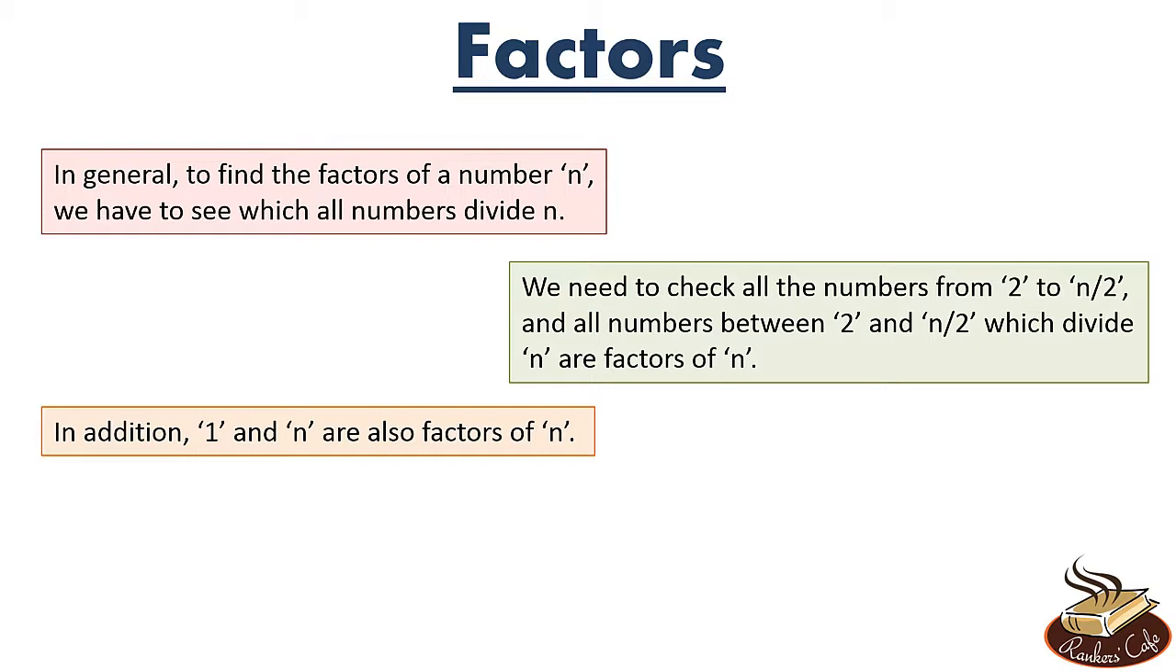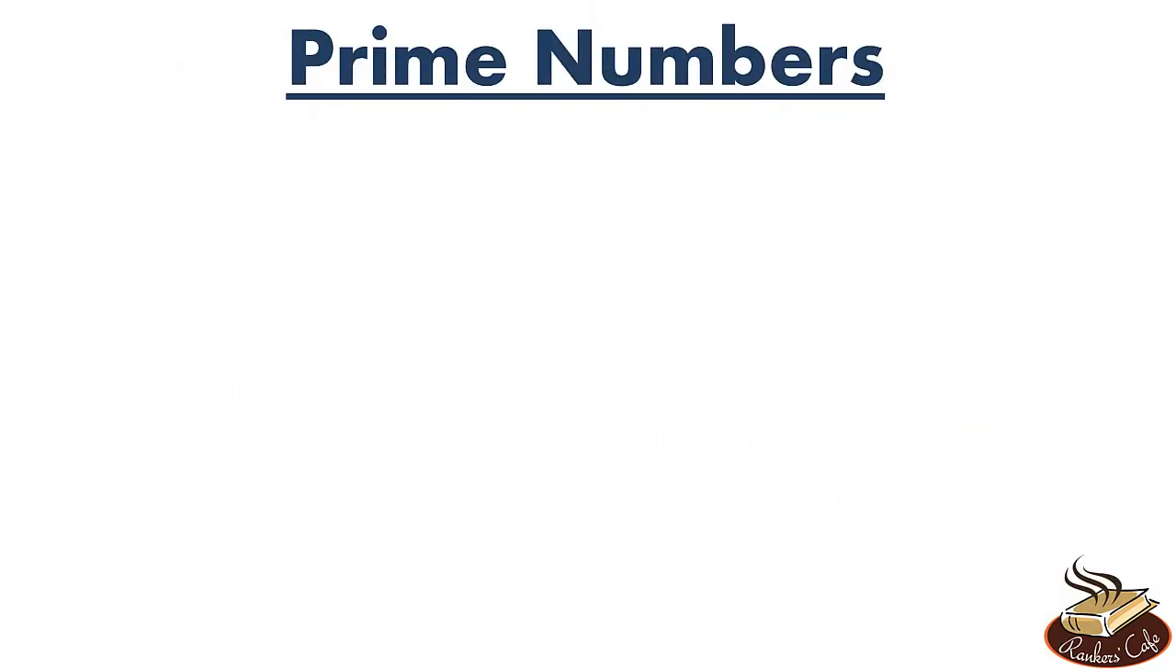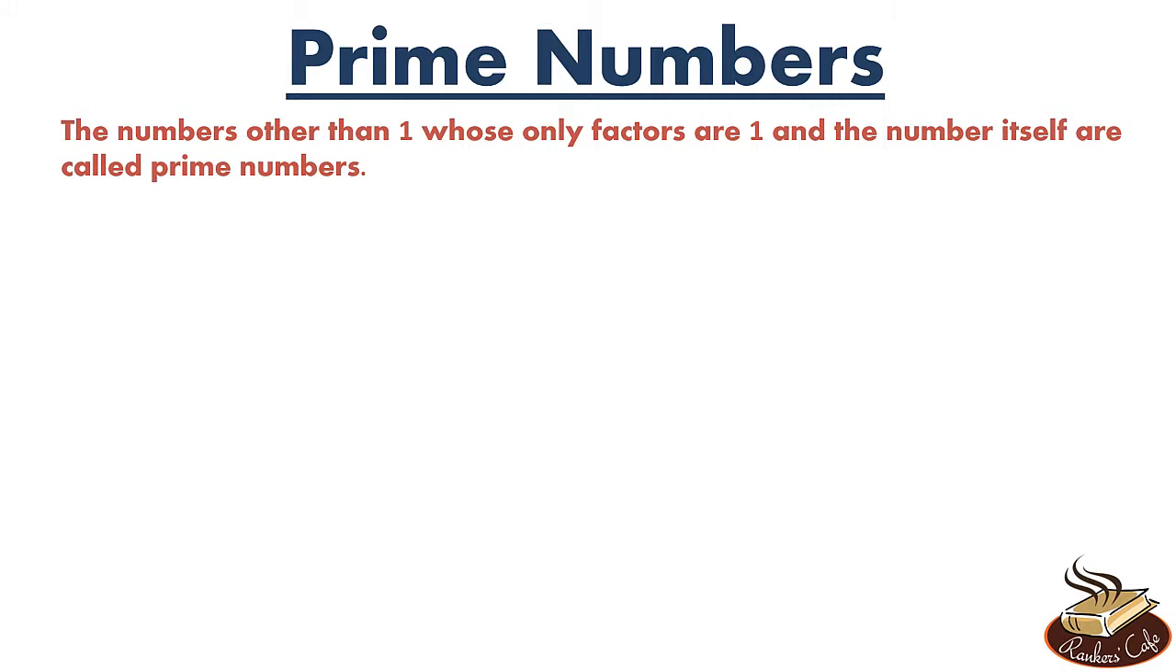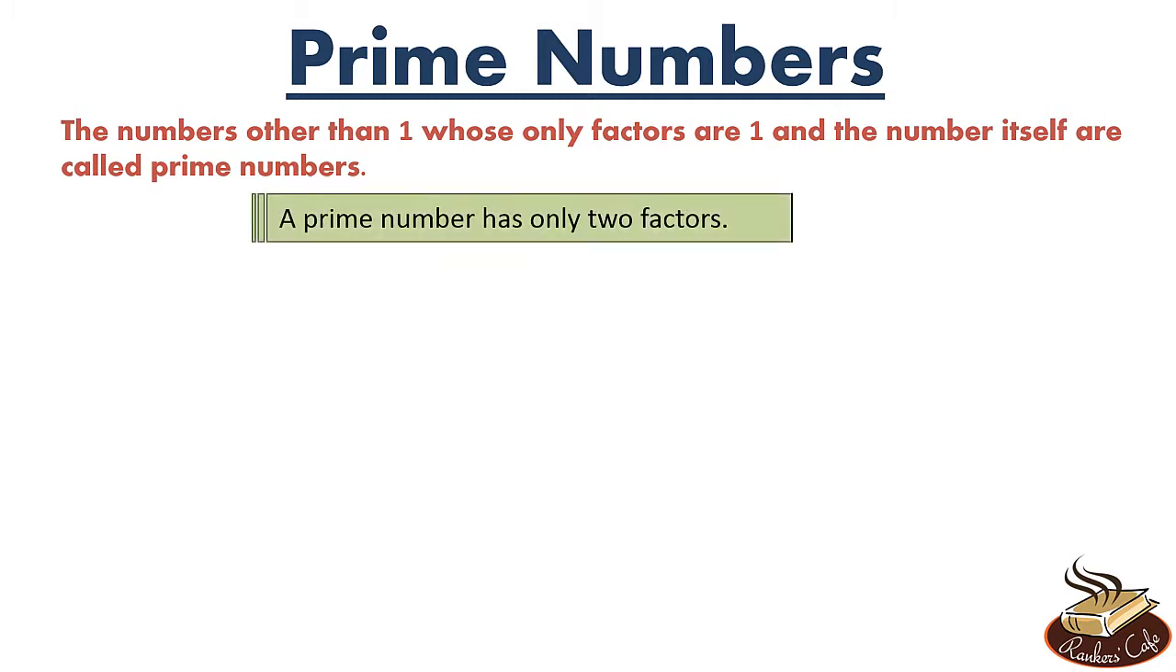Based on the number of factors a number has, natural numbers can be divided into either composite numbers or prime numbers. So what are prime numbers? The numbers other than 1, whose only factors are 1 and the number itself, are called prime numbers. That is, a prime number has only two factors. Some prime numbers are 2, 3, 5, 7, 11, 13, 17, 19, 23 and so on.